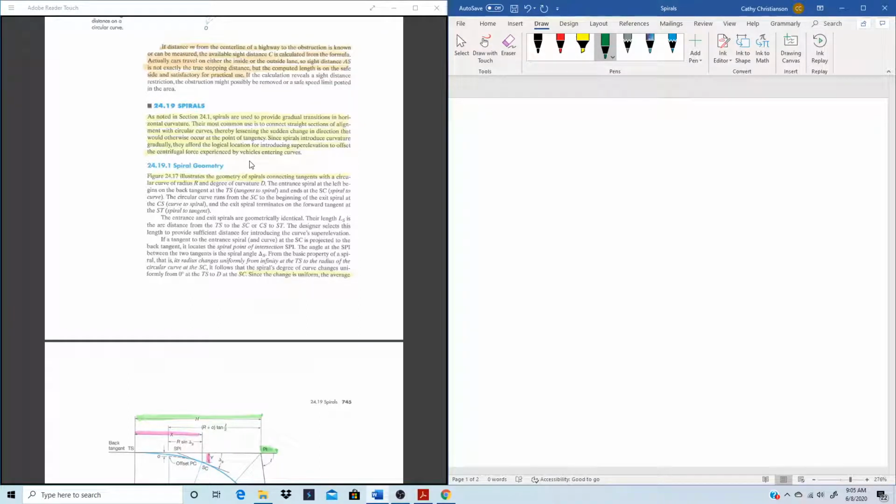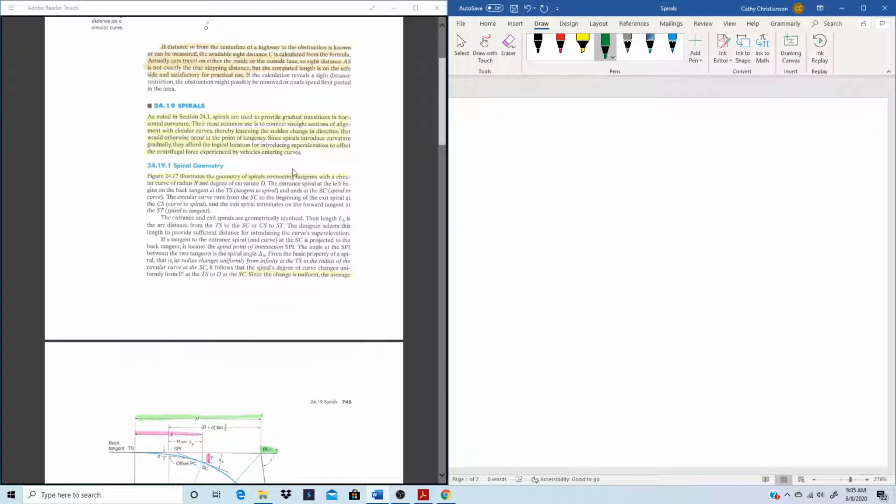The most common use is to connect straight segments of the alignment with a curve. So it goes from the tangent to a spiral, and then a spiral to a curve, and comes right back out. So if you lead in with a spiral, you exit with a spiral. The reason for that is it lessens the sudden change in direction that would otherwise occur if you were coming around a sharp curve.